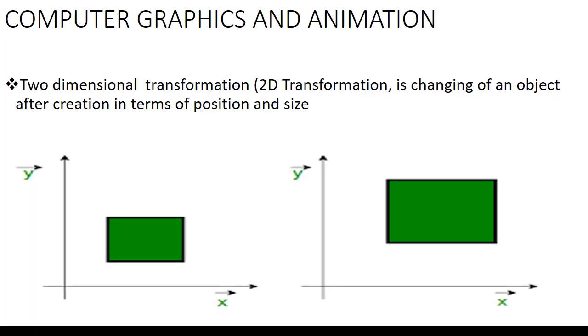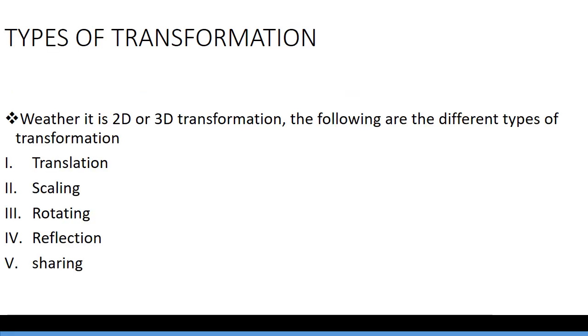In computer graphics and animation, we have two-dimensional transformation, which is 2D transformation. It is the change of an object after creation in terms of position and size. So you can change the size or position of the images that you just created with the help of two-dimensional transformation. Whether it is 2D or 3D transformation, the following are the types. So we are to just list the types of transformation. We have translation, scaling, rotation, reflection, and shearing.